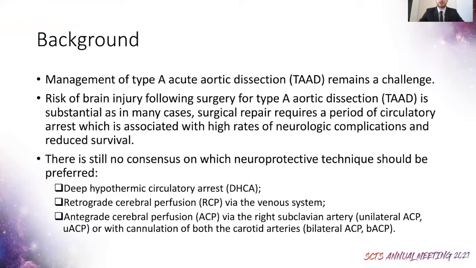Management of type A acute aortic dissection remains challenging, mainly due to the risk of brain injuries, as in many cases, surgical repair requires a period of circulatory arrest, which is associated with a high rate of neurological complications and reduced survival. There is still no consensus on which neuroprotective strategy should be preferred among deep hypothermic circulatory arrest, retrograde cerebral perfusion, and antegrade cerebral perfusion, either unilateral or bilateral.